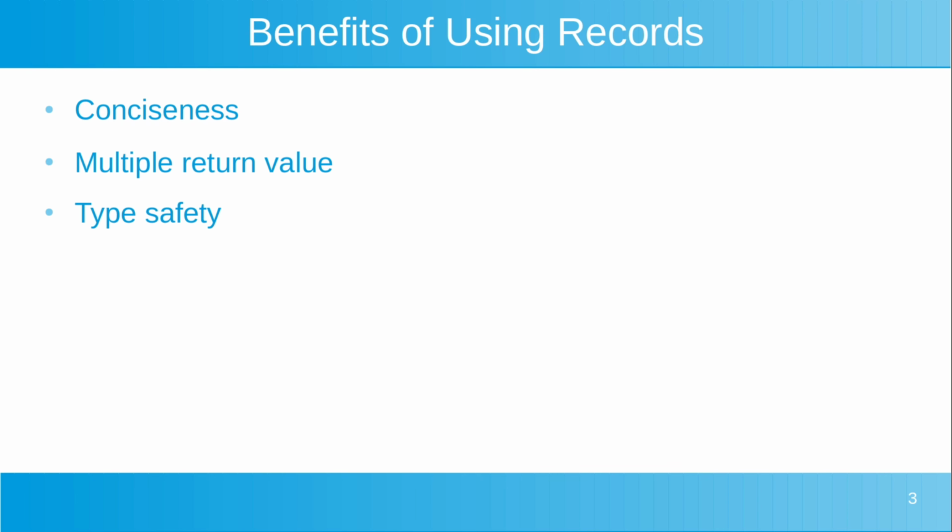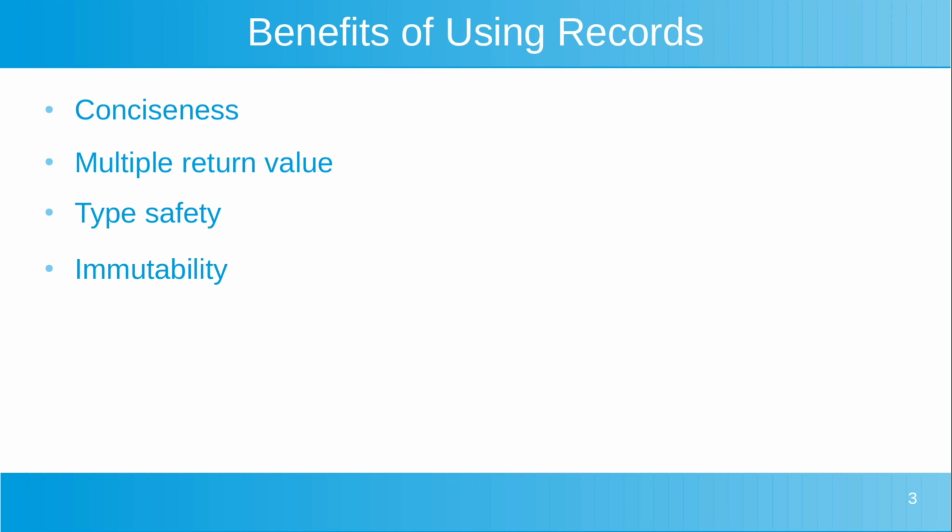Alright, let's talk about benefits of using records. Conciseness. Records avoid creating classes for simple data structure. Multiple return values. Functions can return multiple values easily. Type safety. Unlike collections, records maintain type information for each field. Immutability promotes safer and more predictable code.